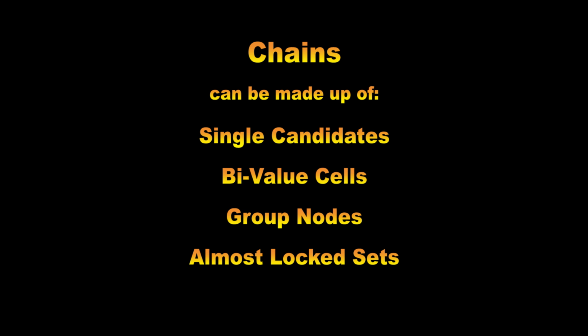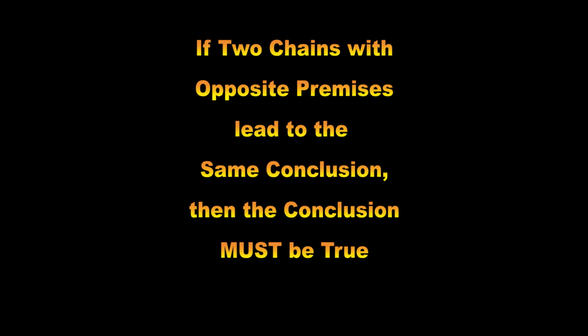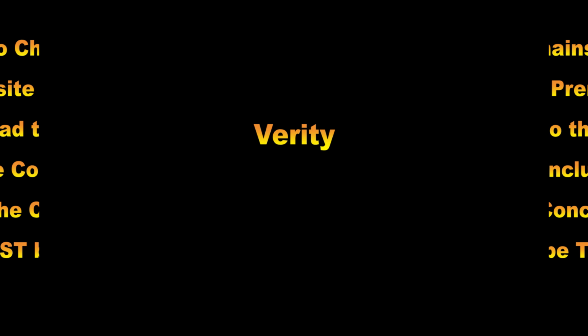There are all kinds of ways to construct chains and all kinds of intentions and purposes for them. A chain is simply a series or stream of inferences based on a starting premise. Sometimes a single chain will prove nothing, but will require one or more additional chains analyzed together in order to lead you to a valid conclusion. For instance, if two chains starting with opposite premises, like first assuming something is true and then assuming it is false, lead to the same conclusion, then we know that conclusion must be true. And as we know, this is called a verity.